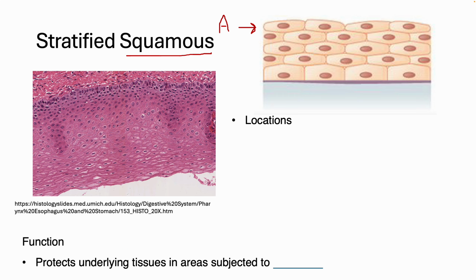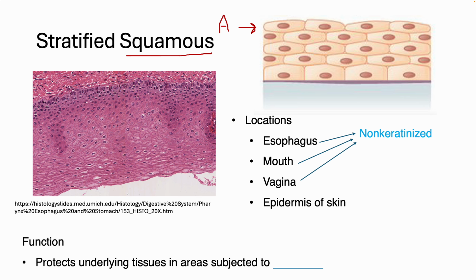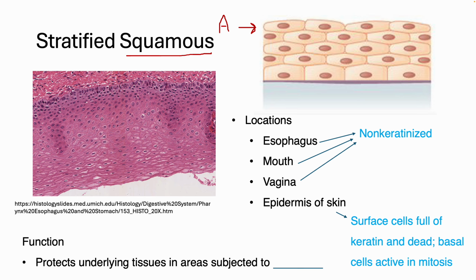All right, the stratified squamous is going to be found in the esophagus, the mouth, the vagina, and the epidermis of the skin. Now, there's two distinct types of the stratified squamous tissue. You can have the non-keratinized version, or you can have the keratinized version. The non-keratinized version has live cells that are metabolically active.